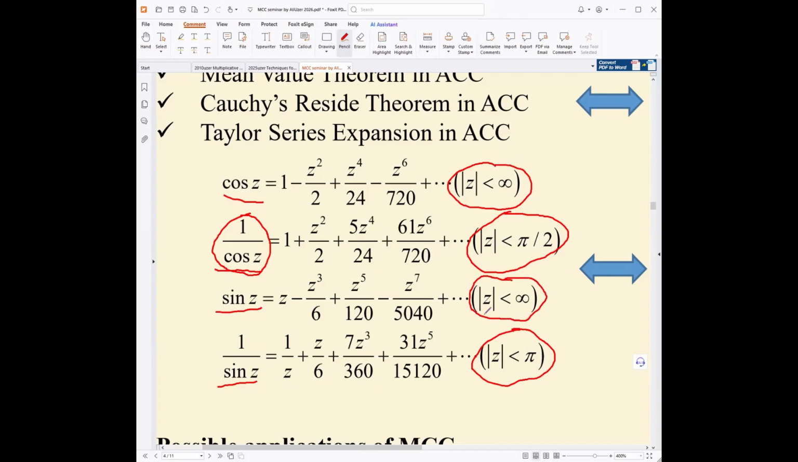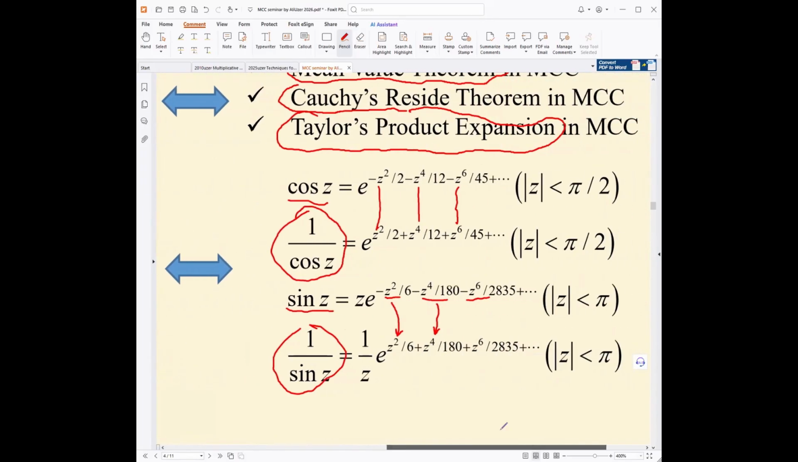Their argument z values may be infinitely large, very large. But they suffer from slow convergence. But their counterparts in the multiplicative calculus, for example, the expansion of the cosine function, has a restriction. Its argument should be less than pi over 2. So it seems the Taylor product expansion of cosine function will be useless because it has a restriction.